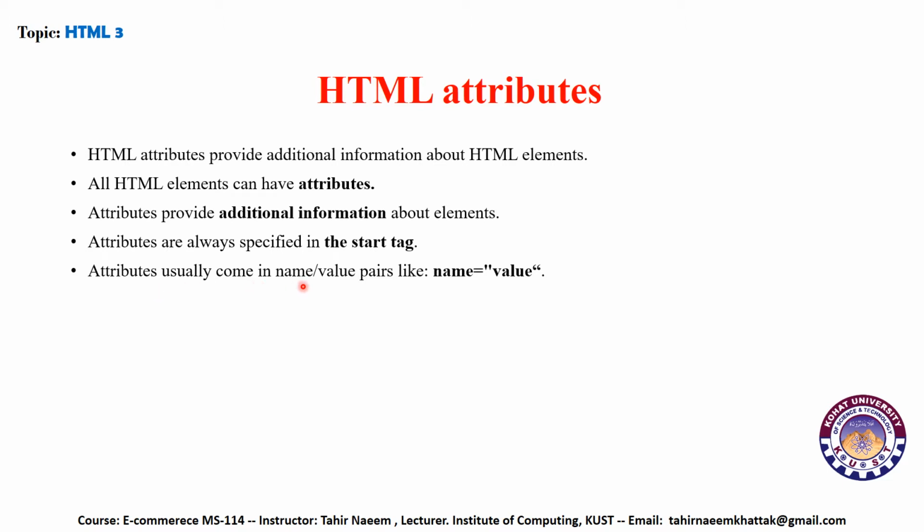Attributes usually come in name-value pairs, like name equals value in quotation marks. So whenever you want to insert attributes, it must be like name equals value. If you want to change the color or background color, it will be written here with an equals sign, and here you can specify the color or any content you want to insert inside the tag.